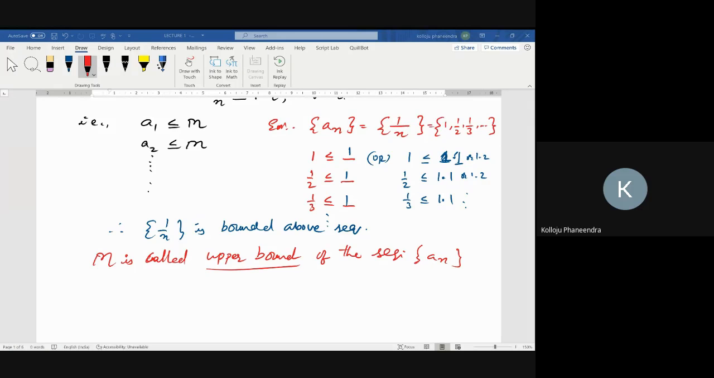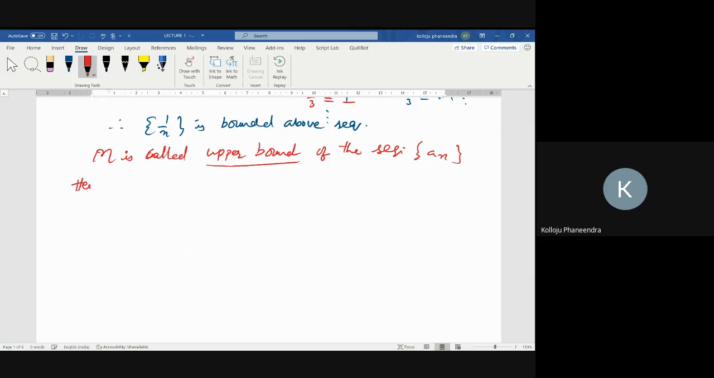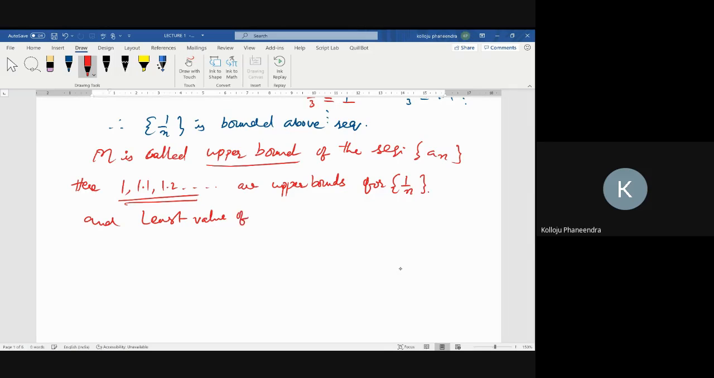Now through the examples, is upper bound unique? No. Here 1, 1.1, 1.2, all are upper bounds. Upper bounds for what sequence? 1 by n sequence. Now among all these upper bounds, which one is the least one, and the least value of upper bounds? Least value of upper bounds is 1.